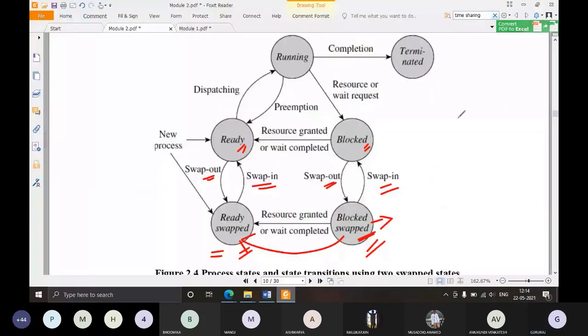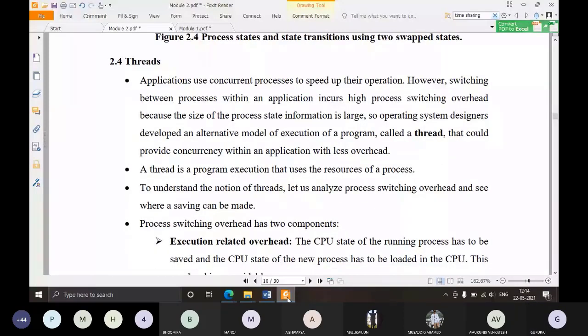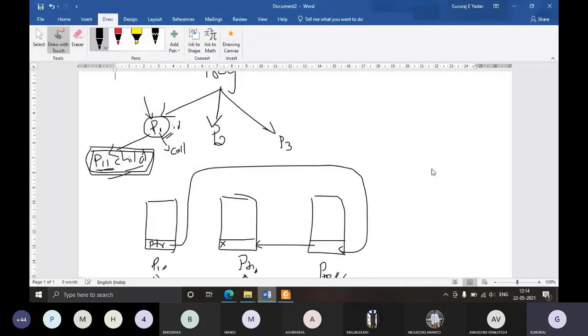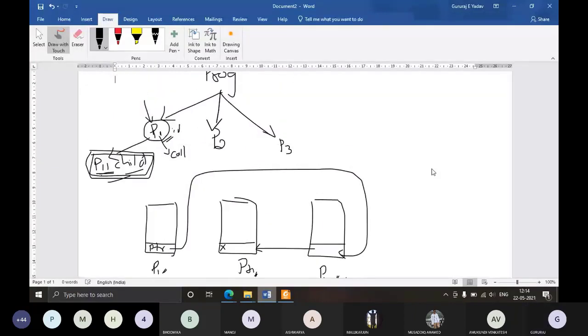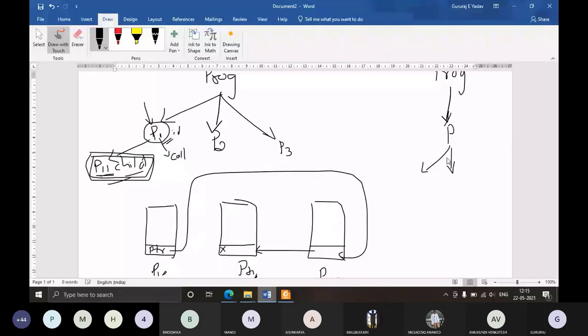Next is threads. If you remember the diagram from the first class, I had given an analogy. For a program, there will be processes, and there can be multiple processes. And for the processes, there will be threads: T1, T2, T3.